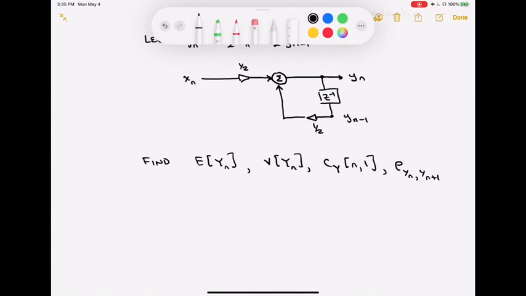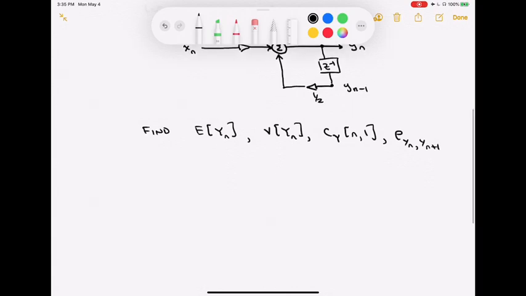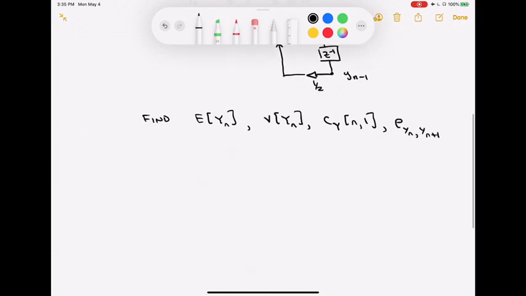We can base that on the covariance that we found earlier. It's just normalized by variance calculations. Okay, so we're interested in these summary statistics of this new stochastic sequence y_n coming out in response to the input stochastic sequence x of n.